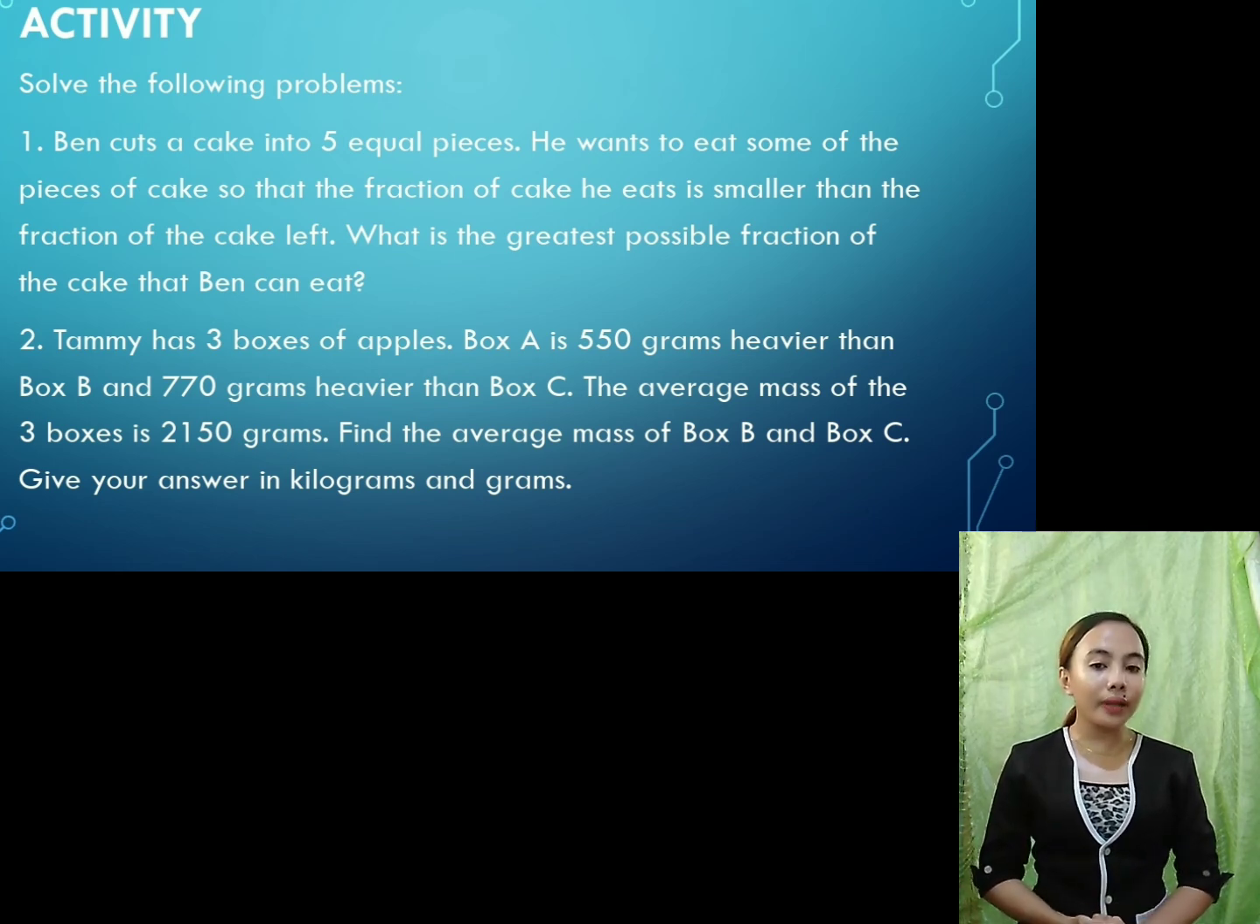The second problem: Tommy has 3 boxes of apples. Box A is 550 grams heavier than box B and 770 grams heavier than box C. The average mass of the 3 boxes is 2,150 grams. Find the average mass of box B and box C. Give your answer in kilograms and grams.